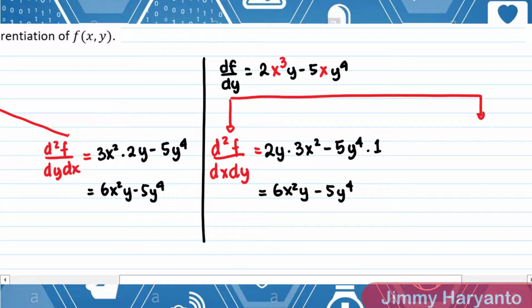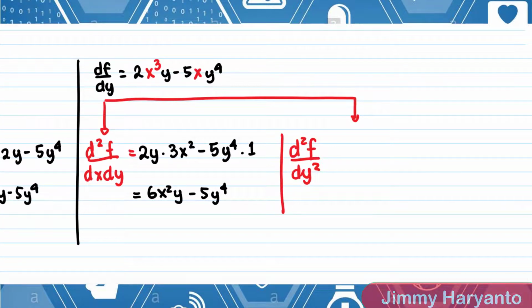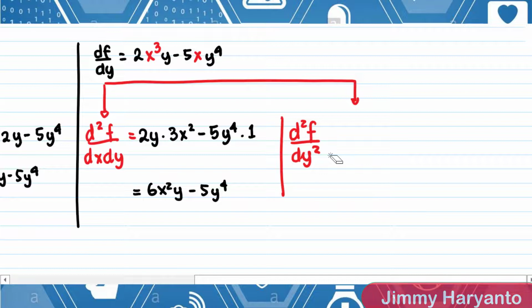Nah, kita bikin yang kedua. Yang kedua kita bikinnya terhadap y ya, d square f over dy square. Itu artinya terhadap y. Nah, kalau terhadap y itu berarti ini harus diganti. X pangkat 3y ya. X pangkat 3-nya hitam, y-nya x-y pangkat 4. X terus y pangkat 4.